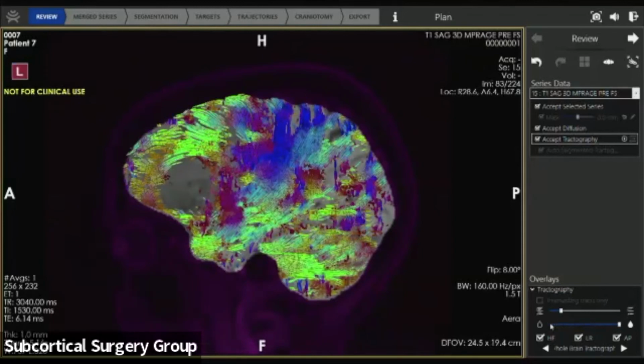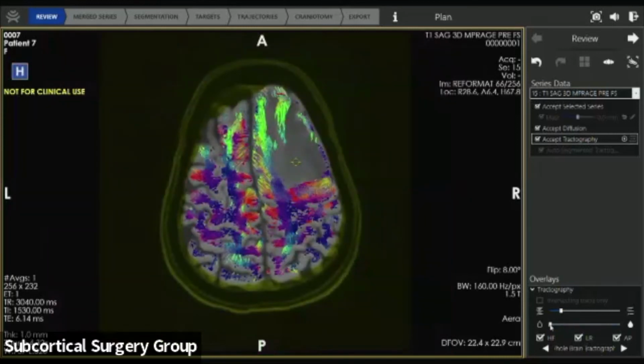So you see that there is lesion and there is edema around the lesion, and you wouldn't be able to tell which is which if you didn't add this information in using the free water correction. So there we are again.